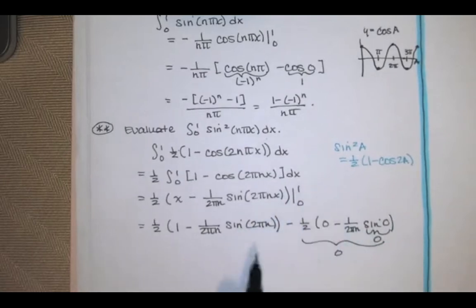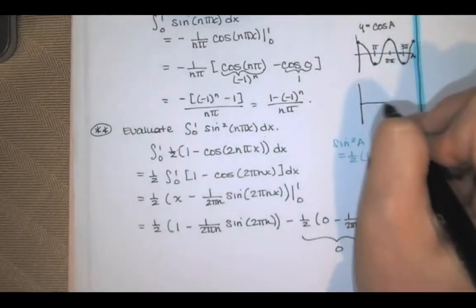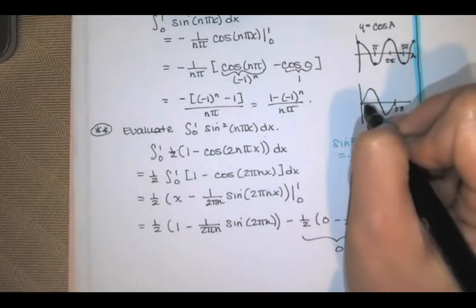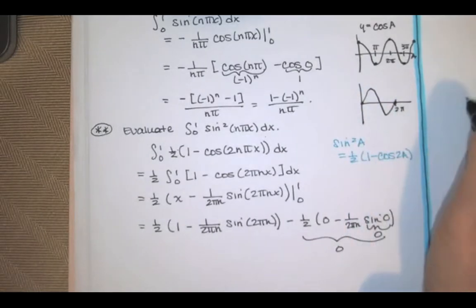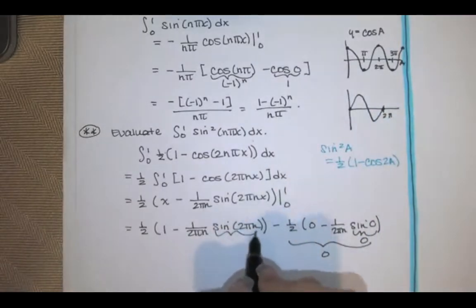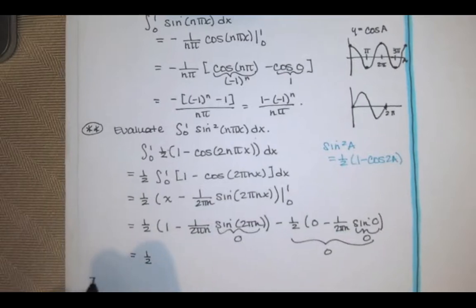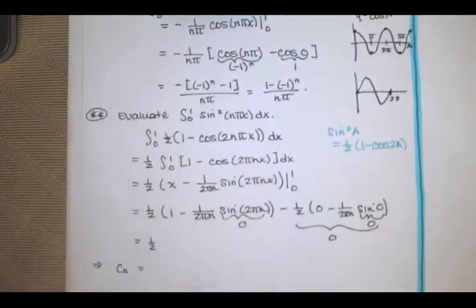So that means this whole expression is 0. And this is sine of multiples of 2 pi. And remember, sine looks like this. It repeats every 2 pi. So we're going to be at 0, and then we're going to be at 0. And then at 4 pi, we're going to be at 0. And at 6 pi, we're going to be at 0. It's always 0. So this turns out to be equal to 1/2. All right, so that means our c sub n is equal to the value of that integral in the numerator, which was this, divided by 1/2.